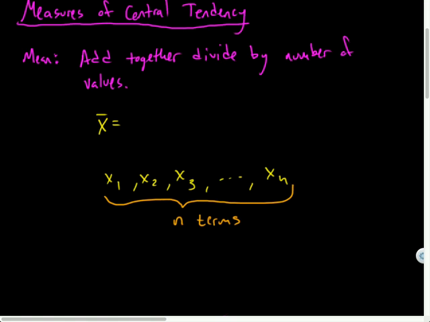And I want a formula that's going to calculate the mean of this list. So those numbers could be anything, in any order. So what I'm going to do is add them all together. Now leave some space here. Leave just a little bit of space here for a moment.